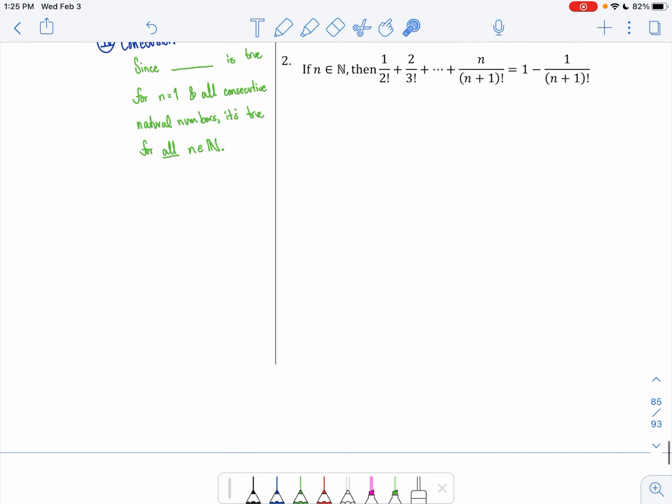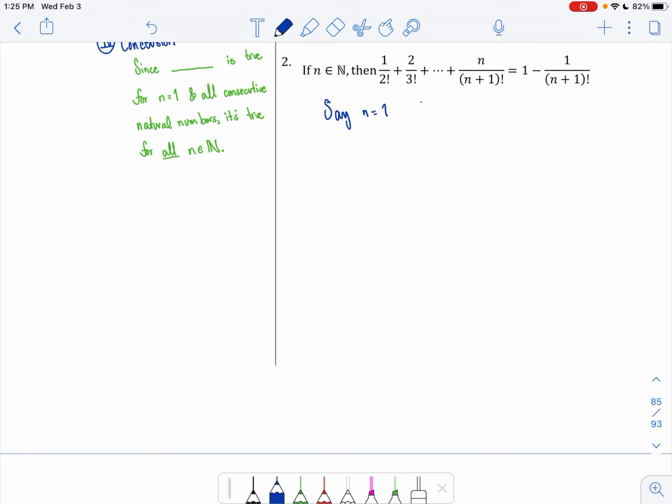What we're going to do here is see some with factorial, so it's nice to see that really quick. Again, as always, start with that first term. Say that n is equal to 1. So then the question becomes, is 1 over 2 factorial equal to 1 minus 1 over 1 plus 1 factorial? We don't know, but we know that this is 1 over 2, and this would be 1 minus 1 over 2, which are in fact equal.